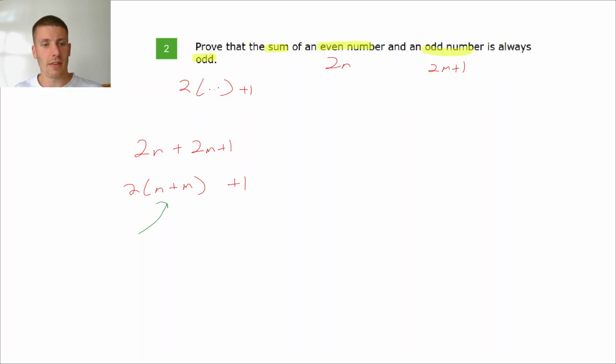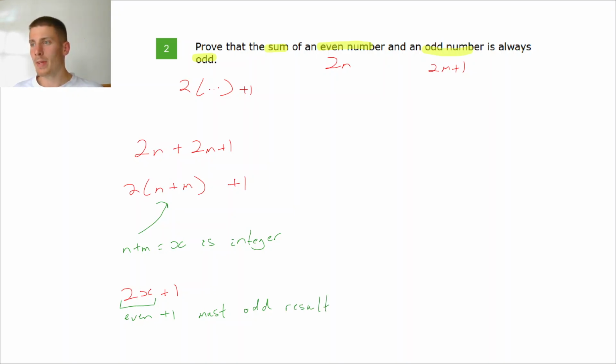So I'm going to be writing this n plus m to be equal to another letter like x, okay, where x is just some integer, some whole number. So I can write this as 2x plus 1, okay, and 2x is just going to be your 2 times table, which is an even number. Okay, so 2x must be an even number, and again, an even number plus 1 must give you an odd result, an odd number. Okay, good.